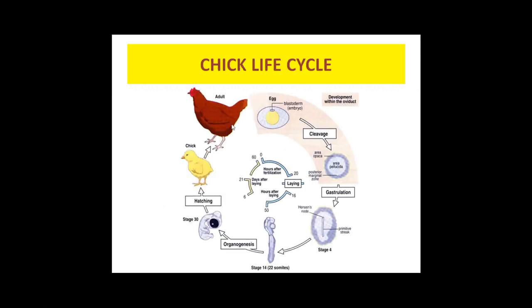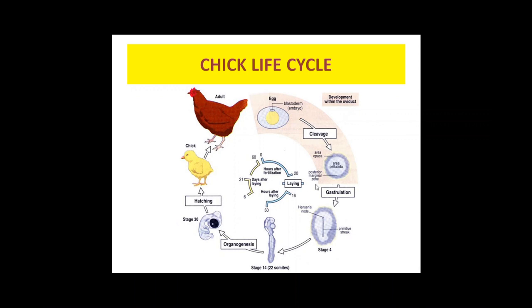Let's have an overview of chick life cycle. The adult hen undergoes fertilization and lays egg, which has a small disc of blastoderm lying atop a yolk-laden egg. This egg undergoes the process of cleavage, forming area pellucida, area opaca, and marginal zone. Up till this, the events occur within the oviduct and takes around 20 hours after fertilization.